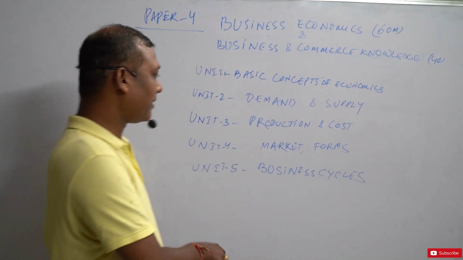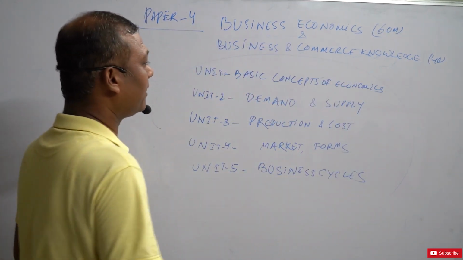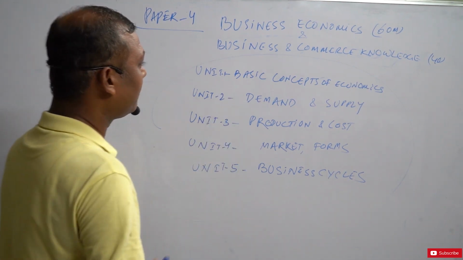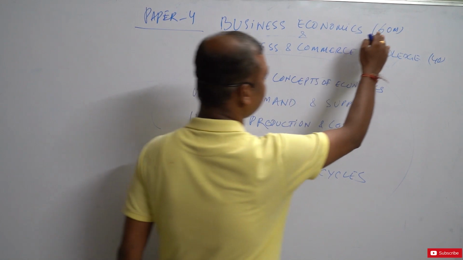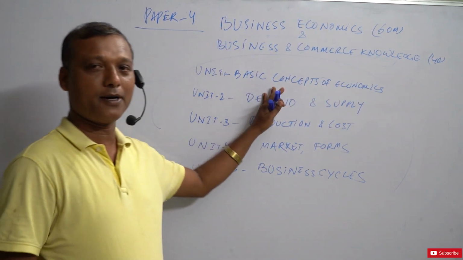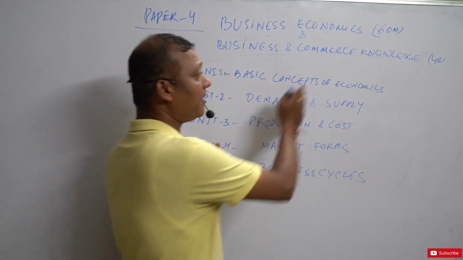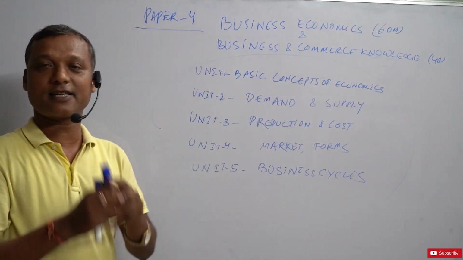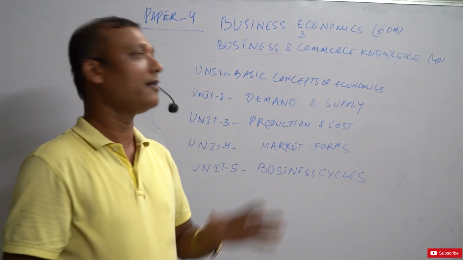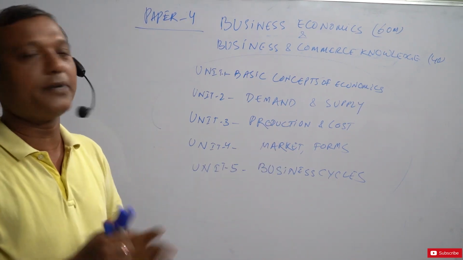If you group together, then we can say that the 5 units of economics make your 60 marks of economics. This is the entire 5 units that we will study, and they come under 60 marks. Your 60 marks are purely objective marks. You have to answer in multiple choice questions. They are purely objective questions.